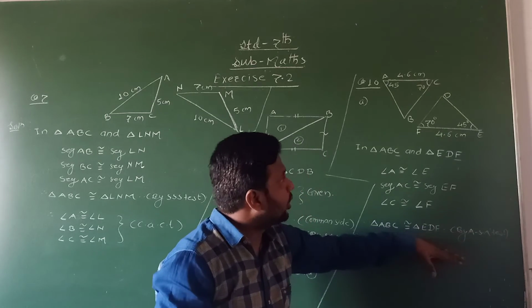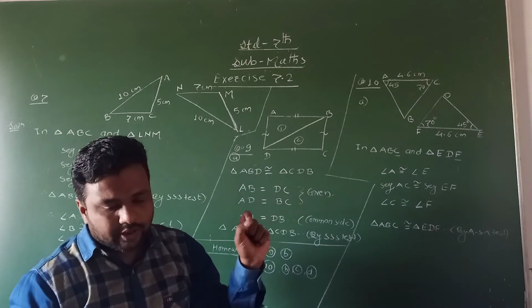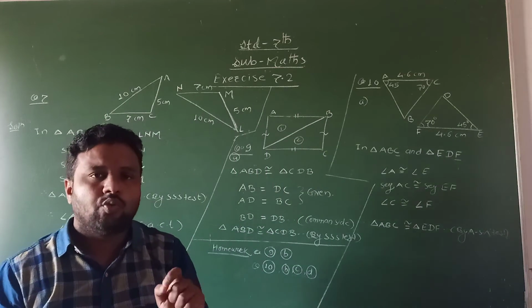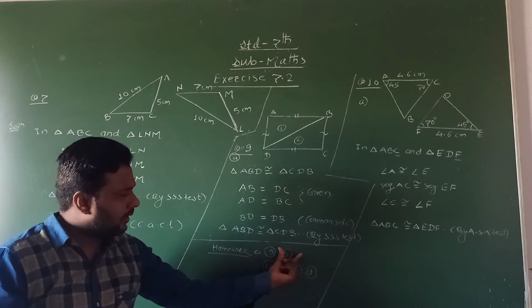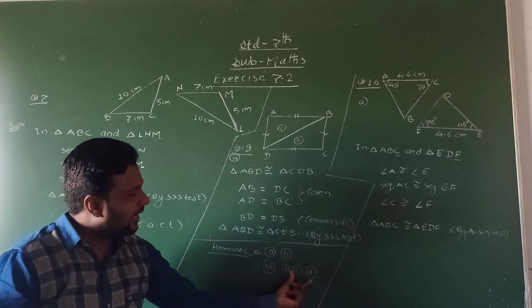This is the question, and see, this is the A example. In this way you have to complete the remaining examples, that is B, C and D. This is homework for you. Note down your homework. Question number 9 B example you have to complete. Question number 10 B, C and D.